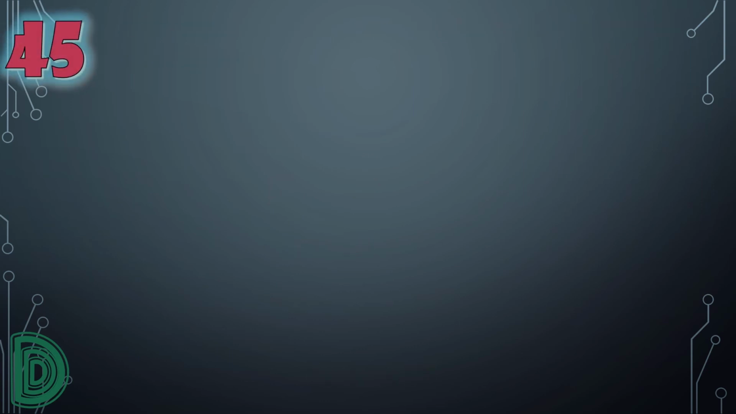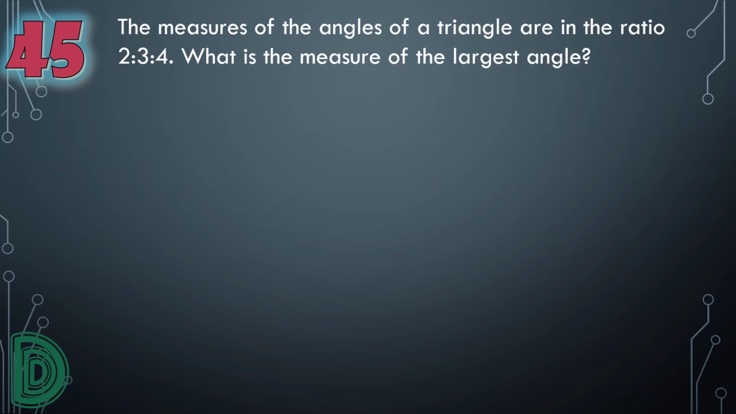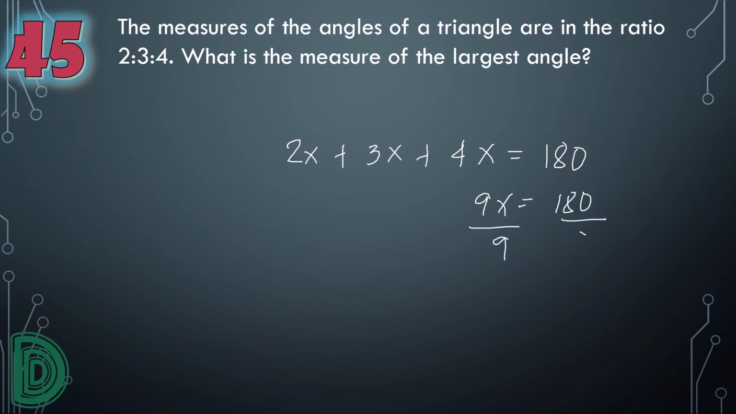Number 45. The measures of the angles of a triangle are in the ratio 2 to 3 to 4. What is the measure of the largest angle? Let x be the scale factor. So we have 2x plus 3x plus 4x equal to 180 degrees, since the sum of the measures of the interior angles of a triangle is 180 degrees. So we have 9x equals 180. We divide both sides by 9. Therefore, x is equal to 20.